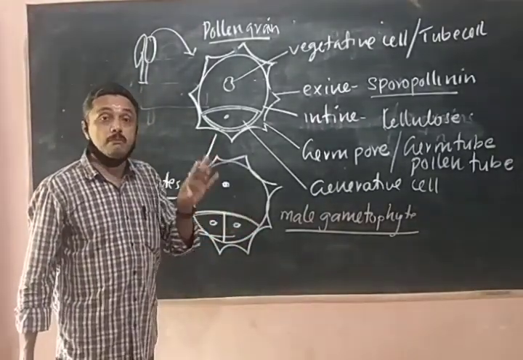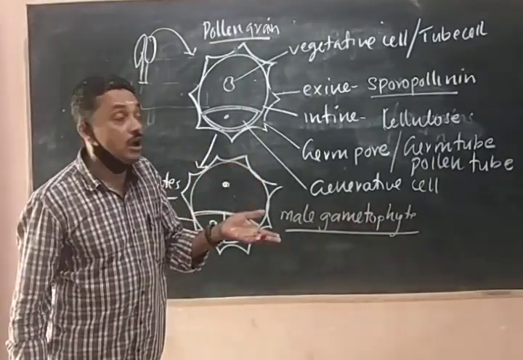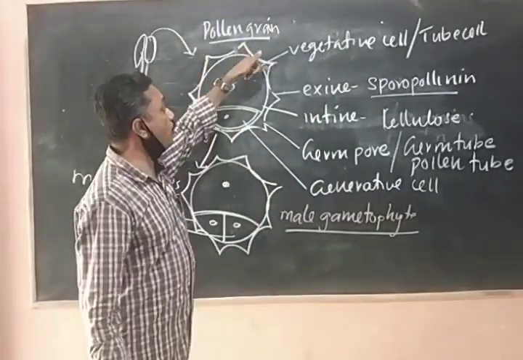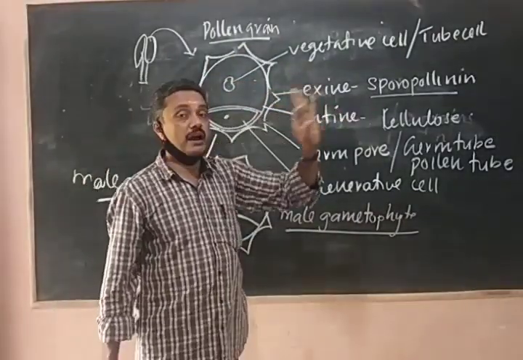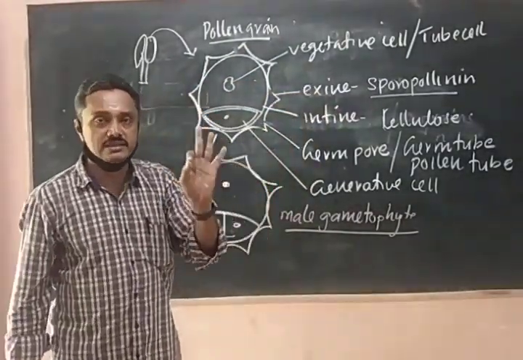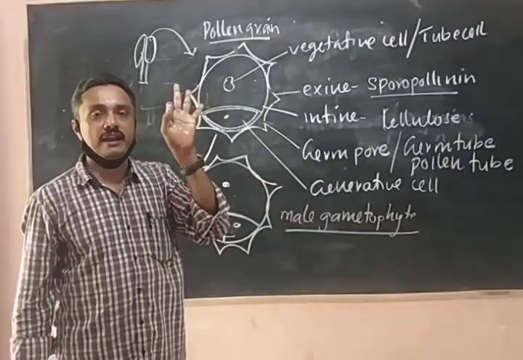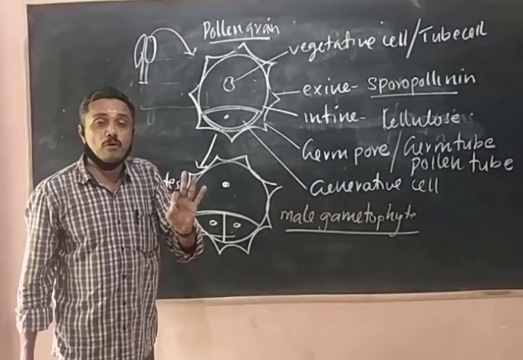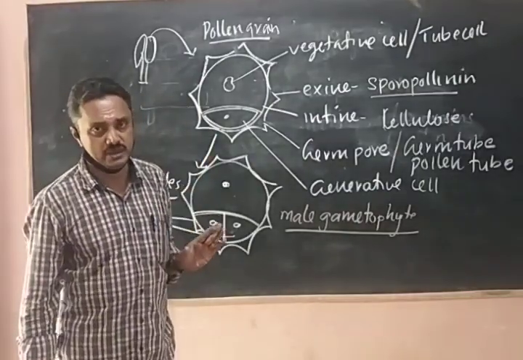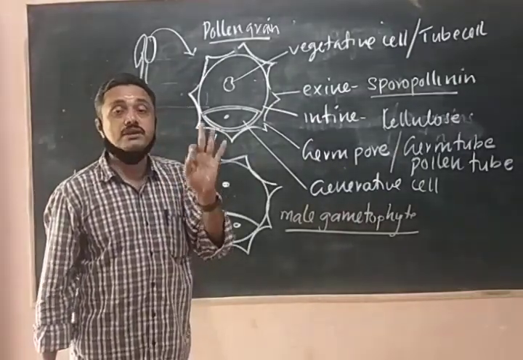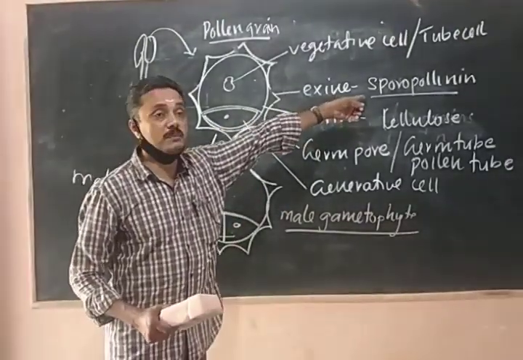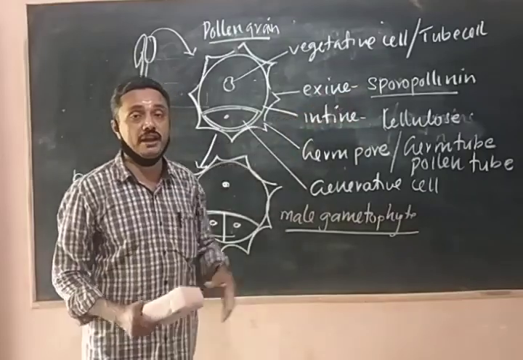But in plants, more than stem or root, pollen grains are preserved in fossils because of the presence of sporopollenin. Sporopollenin cannot be digested by any enzymes, cannot be digested by any acid or alkali, and cannot be destroyed by any high temperature. So pollen grains are well preserved in fossils because they are covered by the strongest material. Exine is made up of sporopollenin.